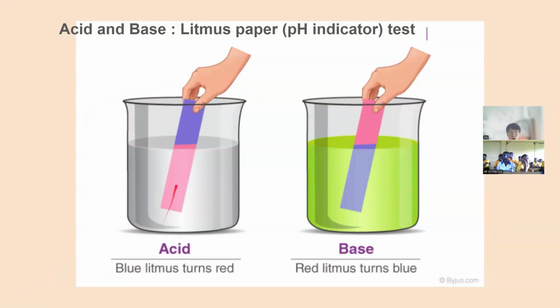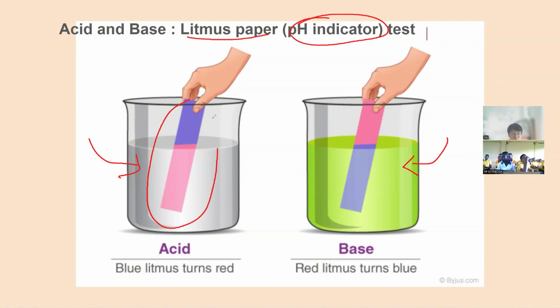Let's move on to the litmus paper test. Litmus paper is a pH indicator. It tells you what the pH of the solution is. So you're wondering, what is the pH of this liquid? And what is the pH of this liquid? How can you test this? You can dip the litmus paper inside the solution, and you can tell the difference between acids and bases.